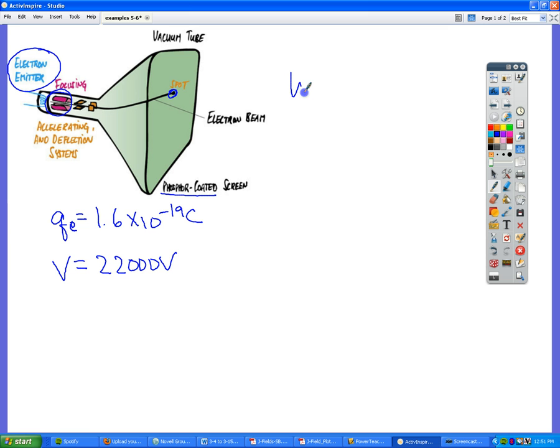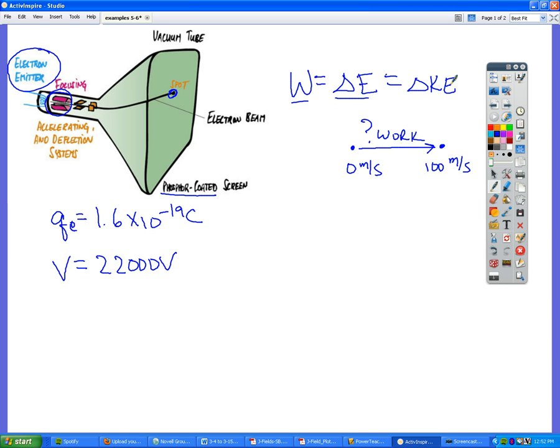And if we remember, work is actually equal to the change in energy. If I want something to start at rest and then move so that it picks up a really high speed, so let's just say 100 meters per second, and it starts at 0 meters per second, I have to do some sort of work to get that to happen. So now we can say work is equal to the change in energy. And for this problem, we're going to say work is equal to the change in kinetic energy. They want to know how much work it takes.